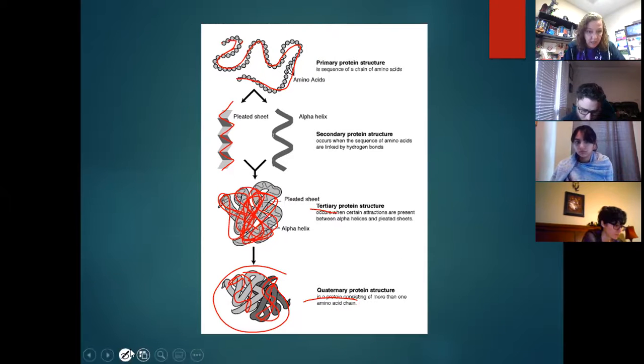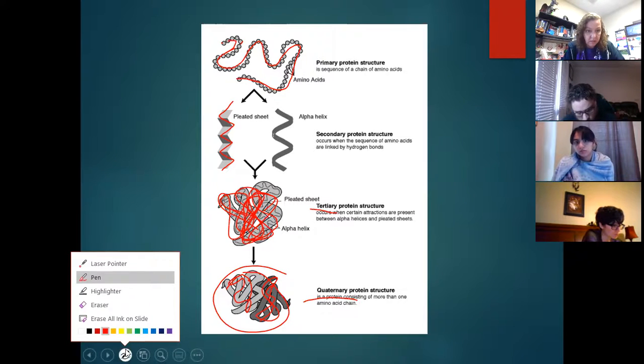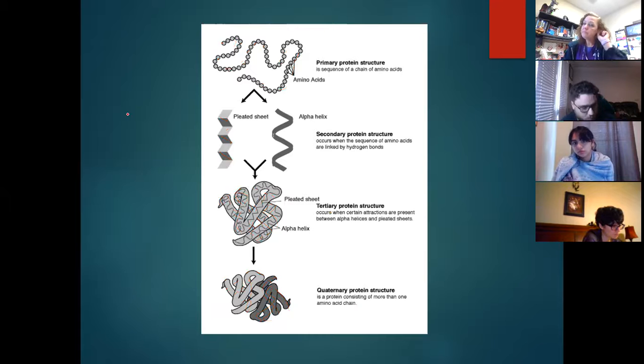And I will erase that stuff so you can see it. There you go. Miss Huff, so antibodies are basically proteins. Yes.